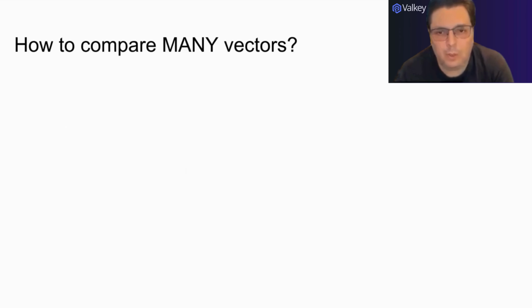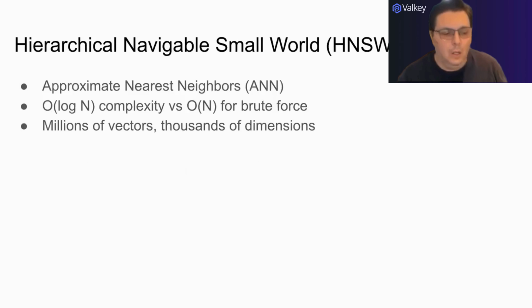But now that we've covered how to compare two vectors, how do we compare, let's say, hundreds, thousands, or even millions of vectors? We can use a brute force approach, but for obvious reasons, that's going to be slow. So this is where an algorithm called hierarchical navigable small world comes in. It allows you to find the approximate nearest neighbors, and it's essentially log n time complexity versus O(n) complexity for brute force. That's what we need to use when we compare millions of vectors, and each one has thousands of dimensions. Because the more vectors and the more dimensions, the longer it's going to take with brute force.